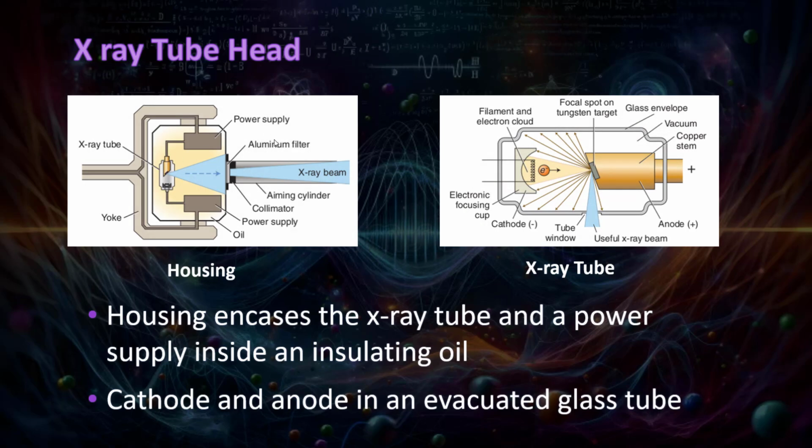So this is the tube head, as we said, encased in lead, and inside that lead is oil that encompasses the X-ray tube, the power supply, and everything else. And X-rays are created in the X-ray tube. And so that's where this happens. So we're going to talk about each of these components individually. But we have our cathode and our anode, and we'll talk about how this all occurs.